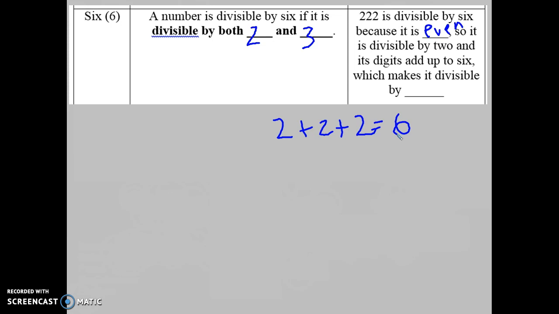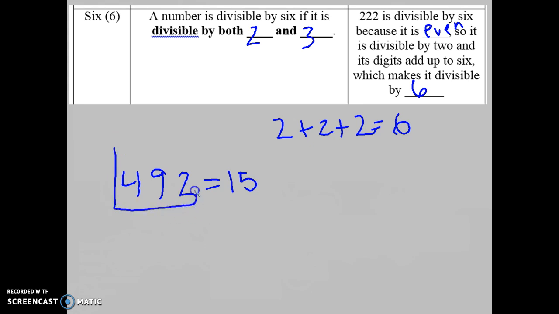So we can say that this is divisible by 2 and by 3, which makes it divisible by 6. Let's test another one. Let's say 492. If we add up those digits, 4 plus 9 is 13, plus 2 is 15. So we have the number 15.